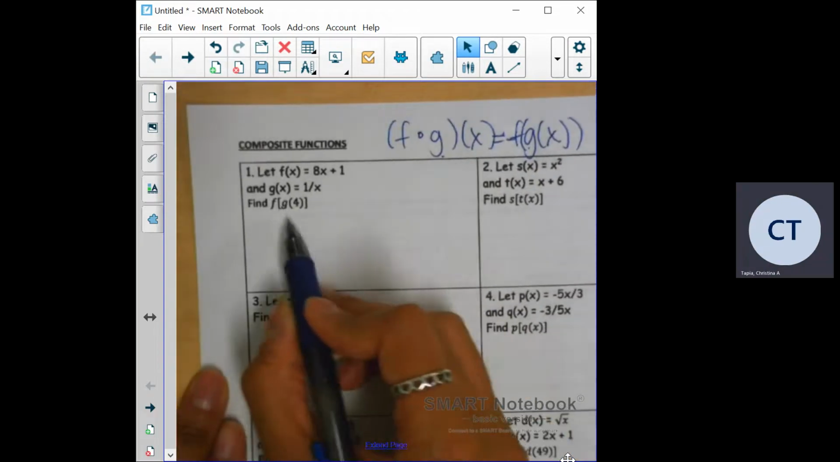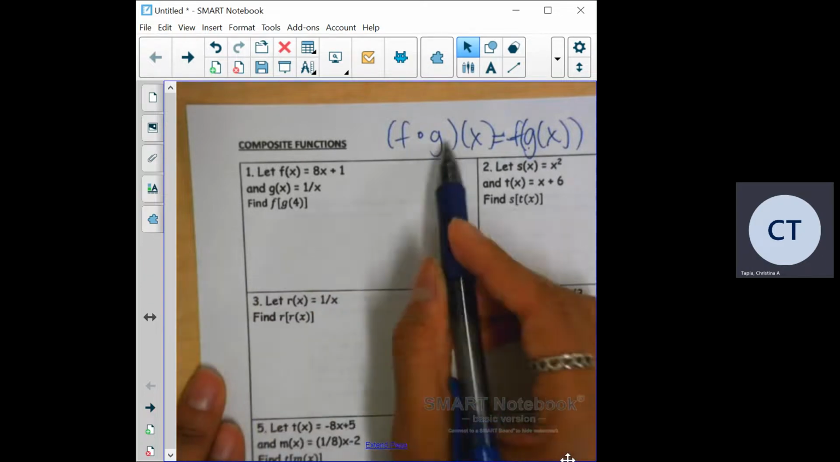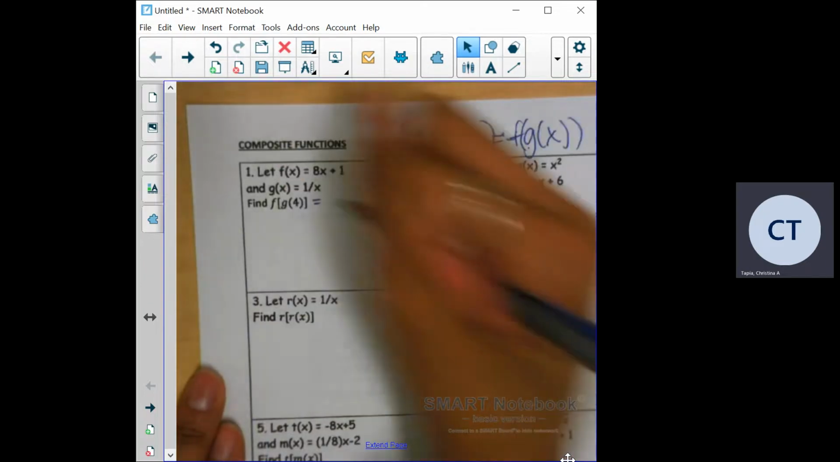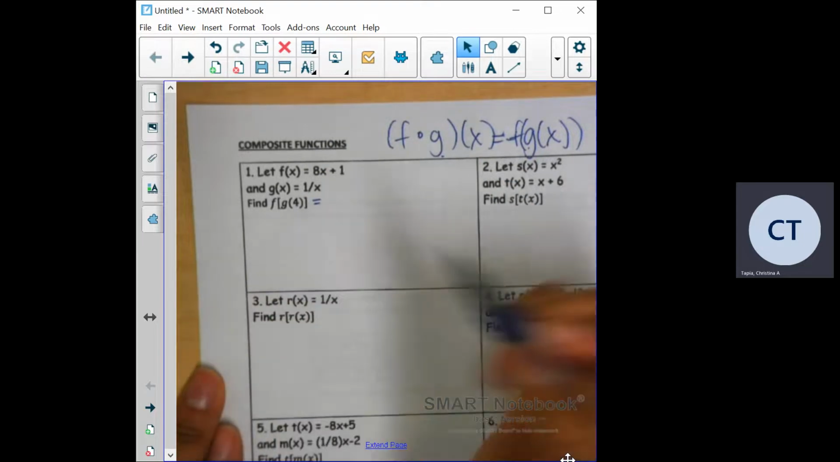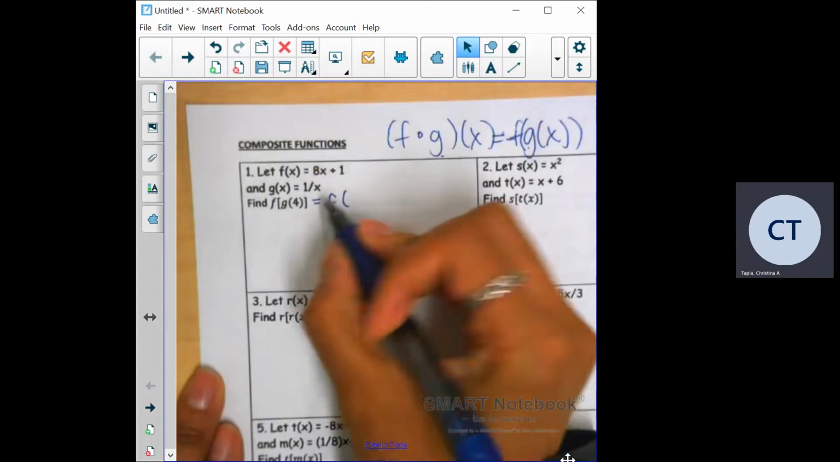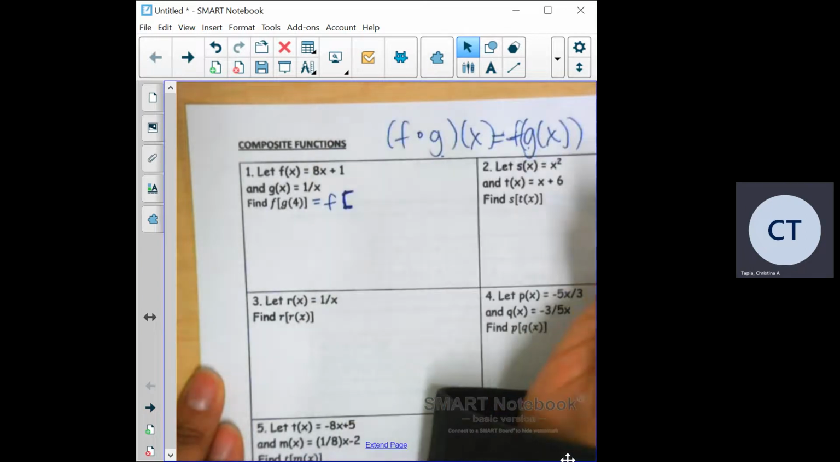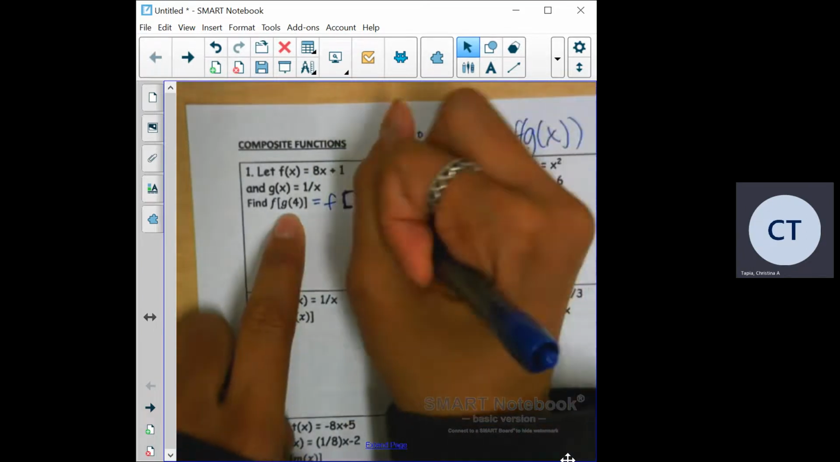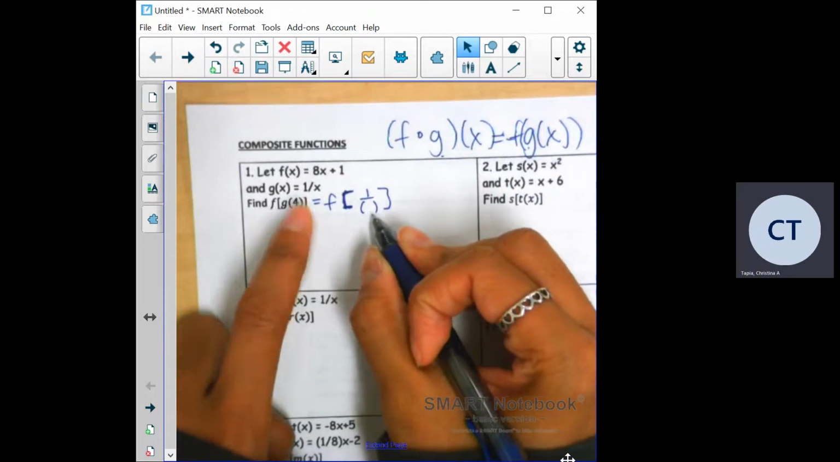The first question is already in its combined form, so it's already done the composite. It's already been rewritten. I'm going to substitute in my values and try to solve. Since I have a number, I should get a number for my answer. So we're going to have f of your g function, which is 1 over x. I can put this with a bracket or a set of parentheses, it doesn't matter. G of 4 is 1 over x. Instead of putting an x down here, I'm going to substitute that 4.